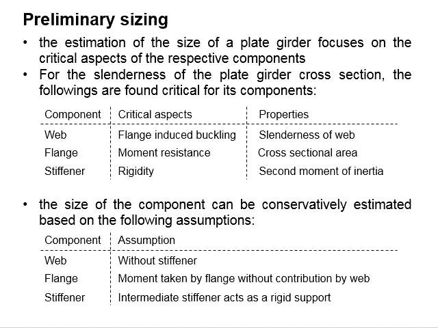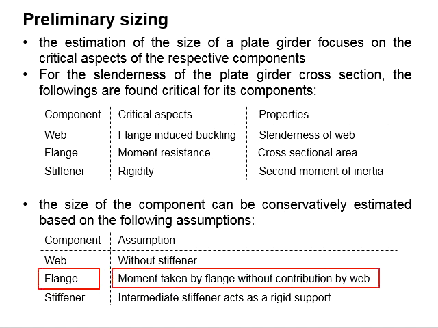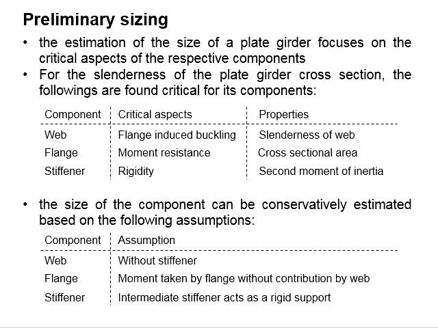The size of the component can be conservatively estimated based on the following assumptions. It is assumed that there are no stiffeners when we are estimating the size of the web. When we are estimating the size of the flange, normally we assume that the moments are taken by the flange only, without the contribution of the web. As for the stiffener, normally we assume that the intermediate stiffener acts as a rigid support.